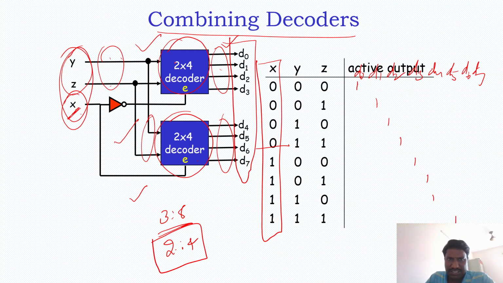Okay, this is how exactly it is being done. Right. So with this, we have completed decoders, we have combined decoders, we have solved functions using decoders. We have compared this with demultiplexer.